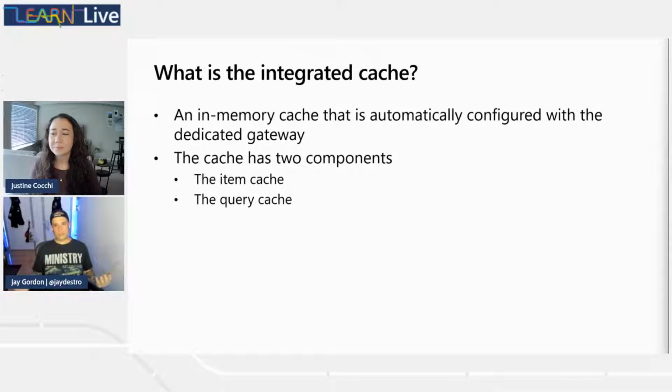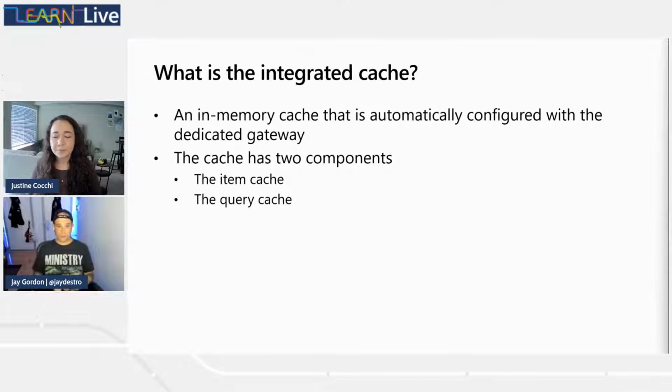So it's as the slide says, it's an in-memory cache that's automatically configured with the dedicated gateway, and the cache has two major components, and I'm going to talk about those really quickly. But before I do, I want to remind you that we have an eviction policy that is for your documents across both components, and it's least recently used, or also known as LRU. So just to make sure that you understand that there's a way of handling evictions. But let's talk about item cache first.